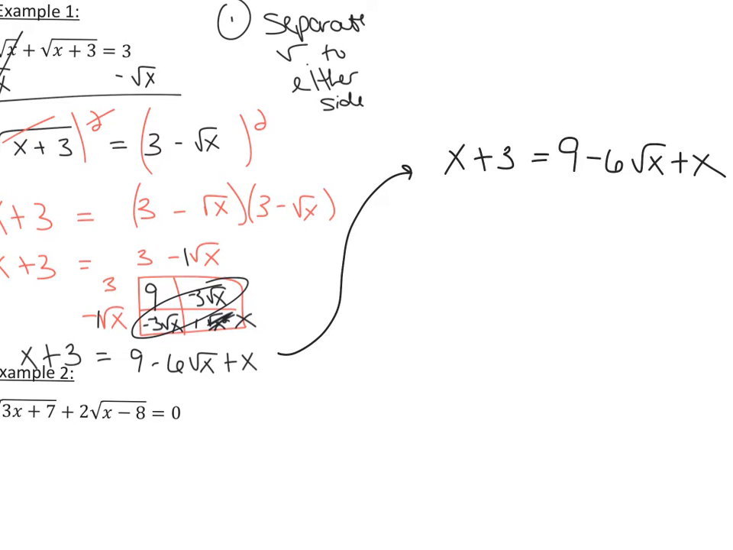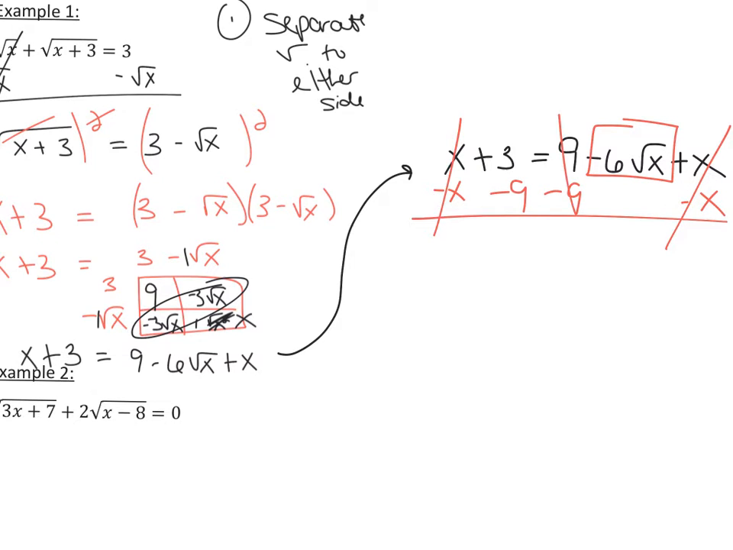Okay, so if you notice, it just transforms into a single radical problem to deal with. We've been dealing with this whole time. So you're going to isolate now this radical here. So I'm going to bring over the negative x, cancel, just happens to cancel out there, that's fabulous, and bring over the negative 9, cancel. 3 minus 9 is negative 6.